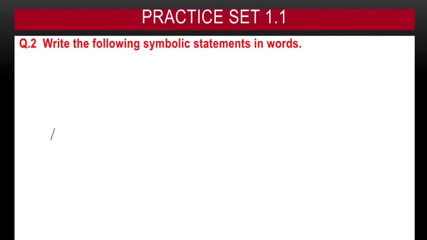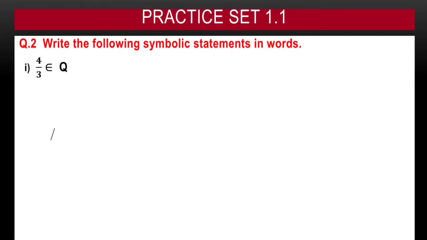Now let's take question number 2. Question number 2 is write the following symbolic statement in words. Means the symbolic statement is given to you. You have to convert it into the words. Let's take first example. 4 upon 3 belongs to Q.